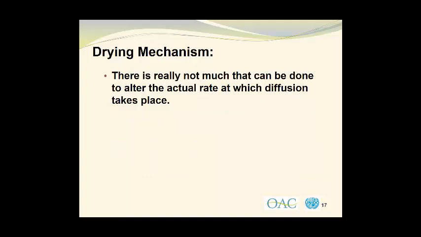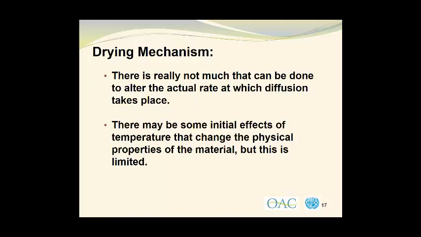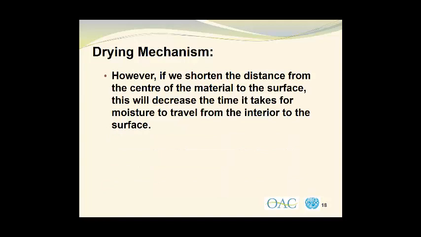There is really not much that can be done to alter the actual rate at which diffusion takes place. There may be some initial effects of temperature that can change the physical properties of the material, but this is rather limited. So we will not focus our efforts on this. We'll move on to other aspects. However, if we shorten the distance from the center of the material to the surface, this will decrease the time it takes for the moisture to travel from the interior to the surface.